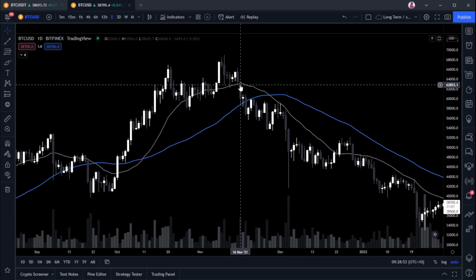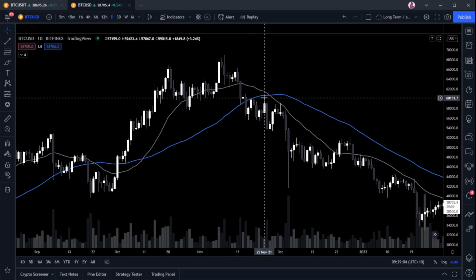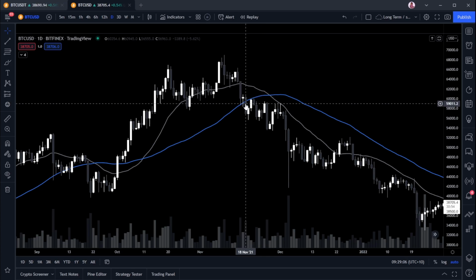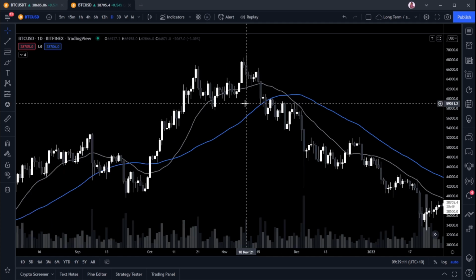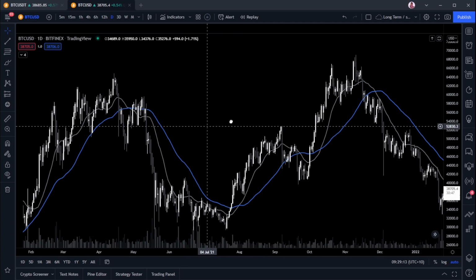Bitcoin on the daily closed below the 20-day moving average on the 16th of November, tested the 50-day moving average, and then closed below it on the 18th of November. To me, this signifies a major move to the downside, as historically, this has worked every other time.